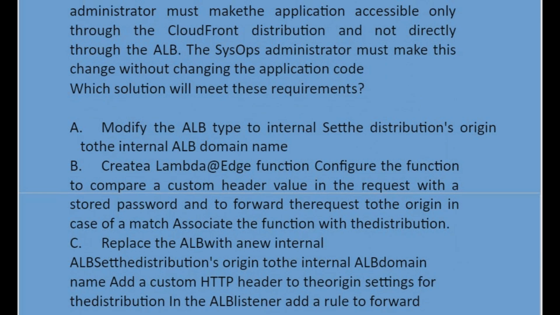Option A. Modify the ALB type to internal. Set the distribution's origin to the internal ALB domain name. Option B. Create a Lambda@Edge function. Configure the function to compare a custom header value in the request with a stored password and to forward the request to the origin in case of a match. Associate the function with the distribution.